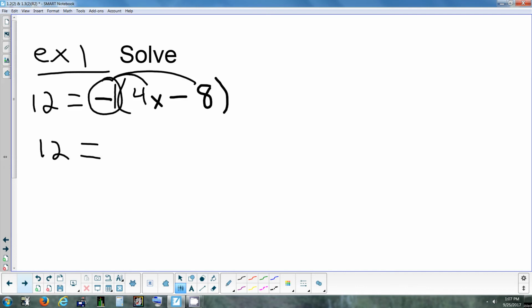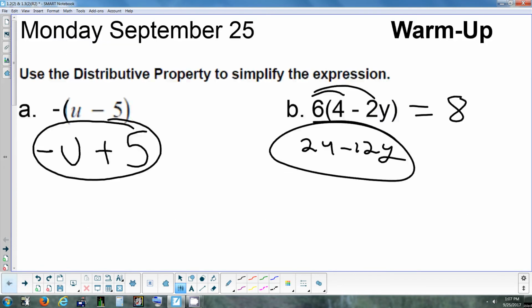Anybody know how it's different from what we did in the warm-up? Yeah, there's a 12 equals. There's an equal sign, right? And what were the directions in the warm-up? Anybody remember? What do we have to do in the warm-up? Use the distributive property to simplify the equation.